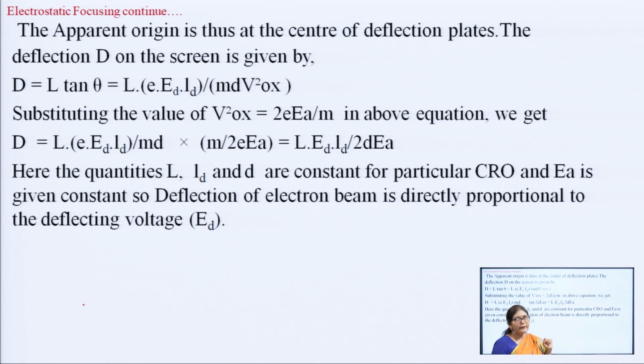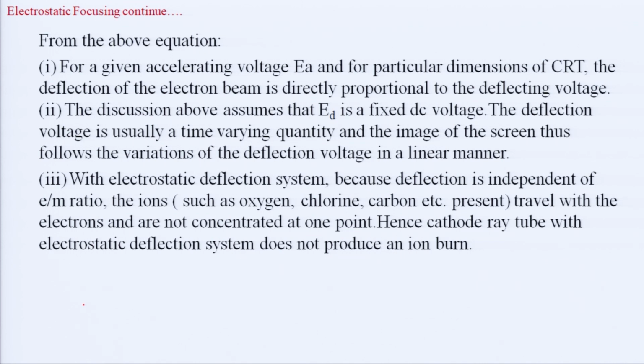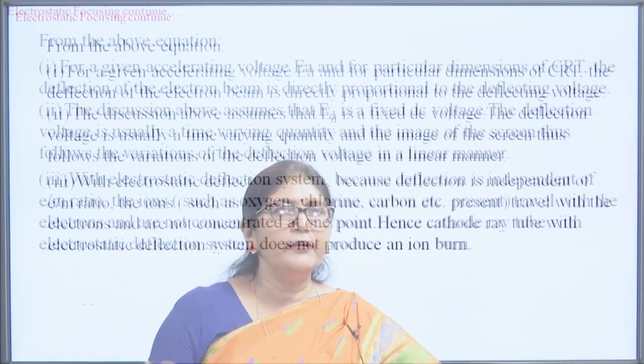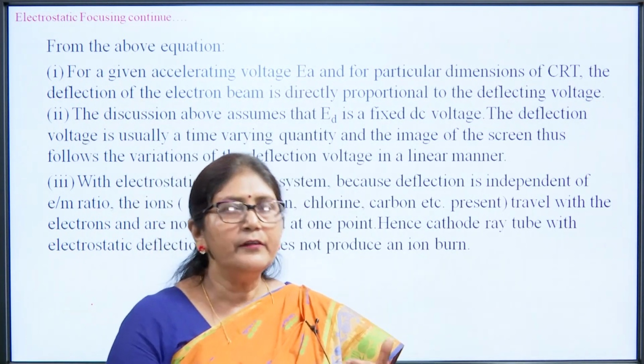Now if we see in this equation, L is constant, Ld is constant, d is constant, and for a particular value we will keep Ea, the voltage at the accelerating plate, also constant. So we see here that D is proportional to Ed, the deflection voltage. We can conclude from the above equation that if we keep the accelerating voltage constant and the dimensions of the CRT constant, then the deflection of the electron beam is directly proportional to the deflection voltage. In this discussion, in no equation is there a term of the e by m ratio.